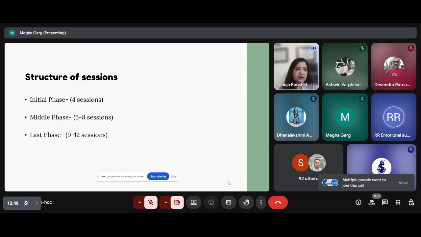Somebody has their mic switched on by the name of RR Emotion. Can you please switch off your mic? Thank you so much. Thanks.